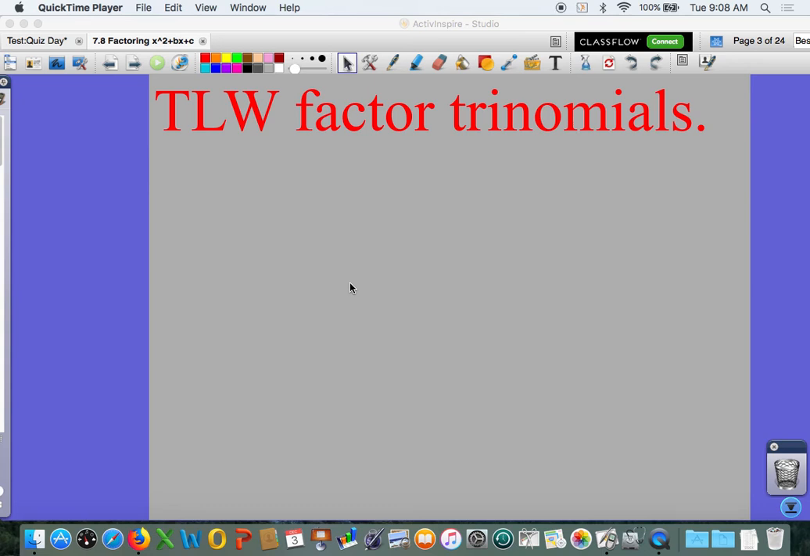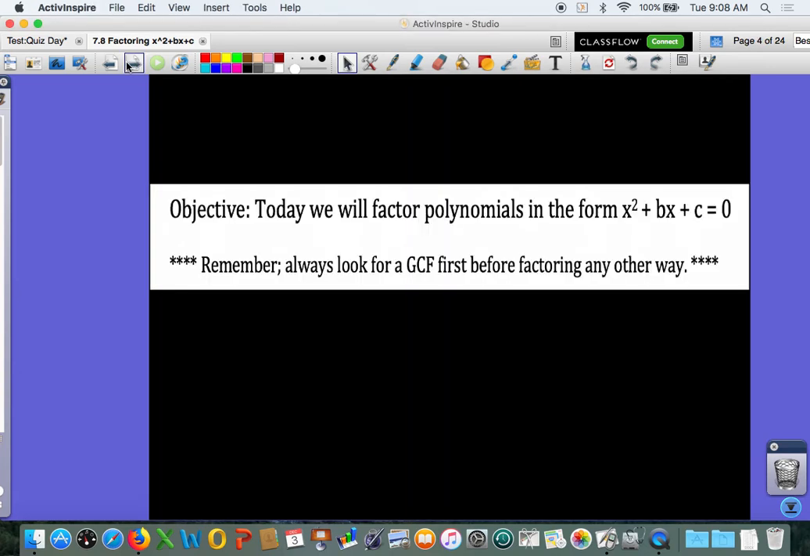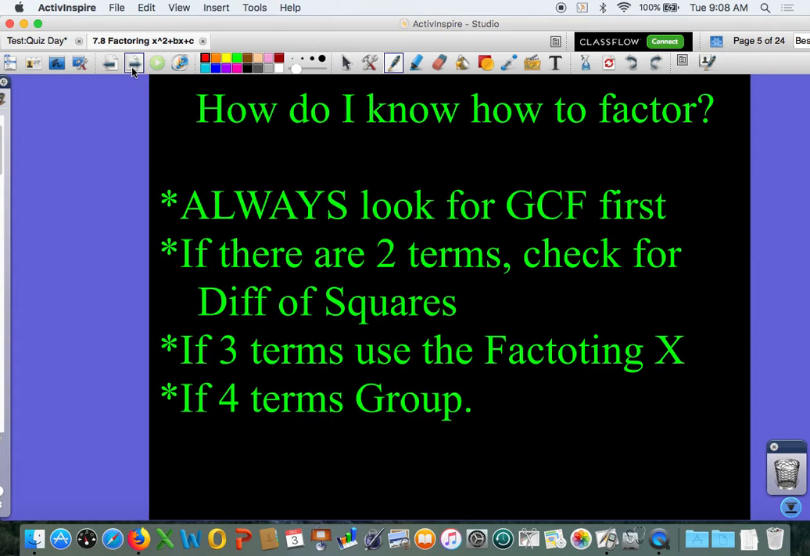All right, today we're going to look at factoring trinomials with an a value of 1. Remember, you always have to look for a GCF before you factor. Today we're probably not going to have a GCF because we're just learning this method, but the rule still applies. Always look for a GCF first.